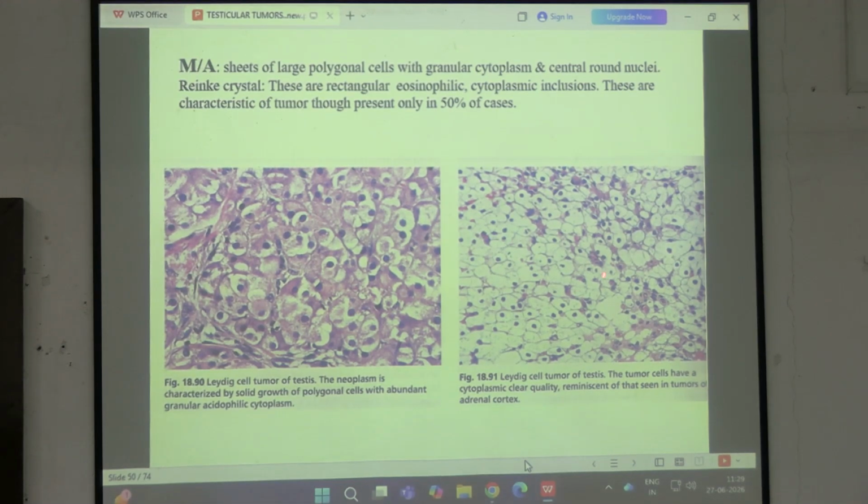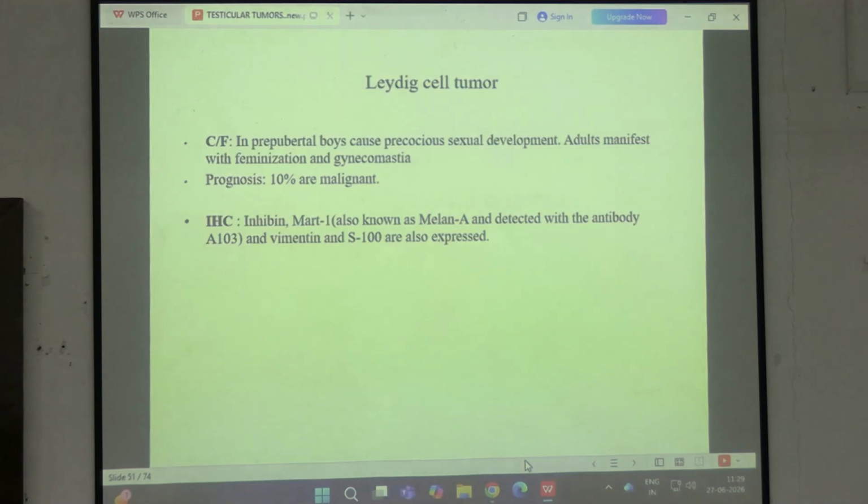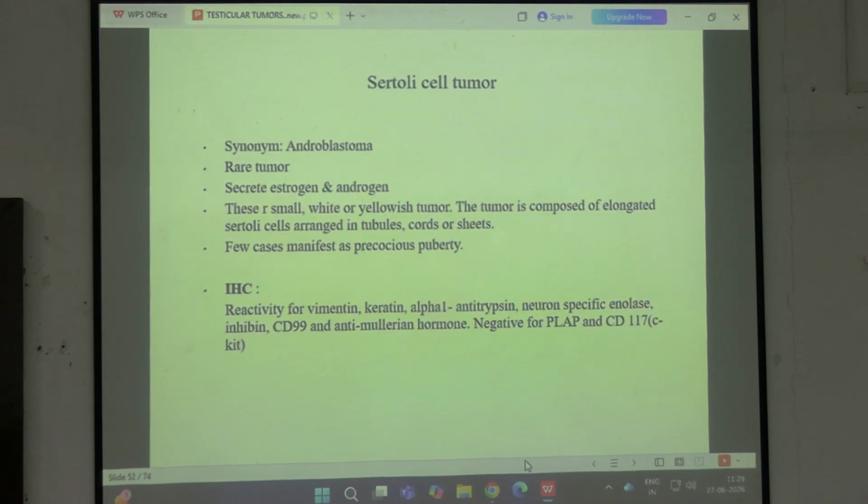Now here, this is also another version of Leydig cell tumor only, where there is clearing of the cytoplasm. Please remember in IHC, inhibin and MART1. Okay? Sertoli cell tumor, we'll finish soon now.